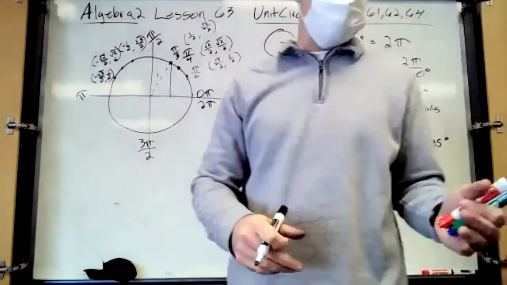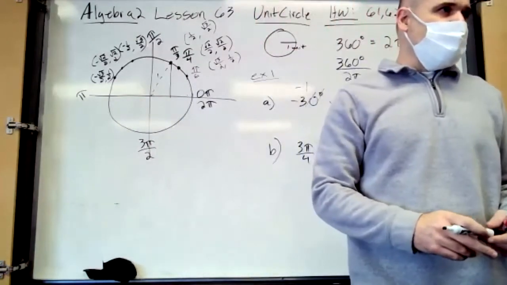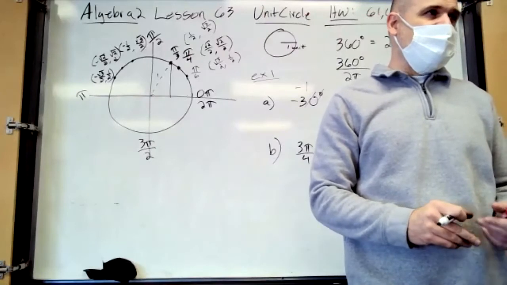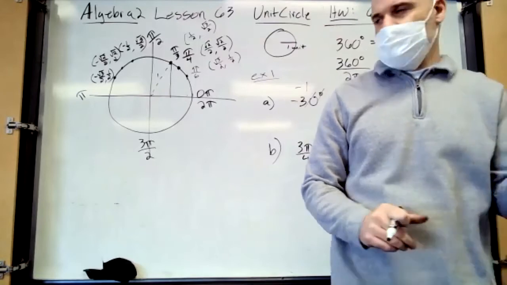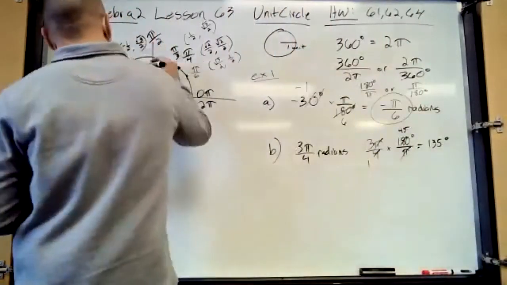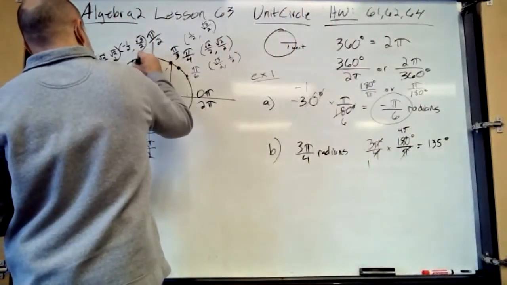6 over, what would it be? 6 over 9, but then you can reduce that. That would be 1/3. 2 over 3. So 2 pi over 3. So this is 2 pi over 3.